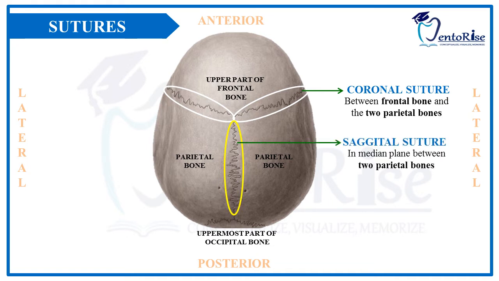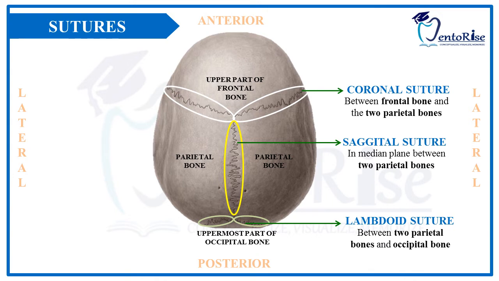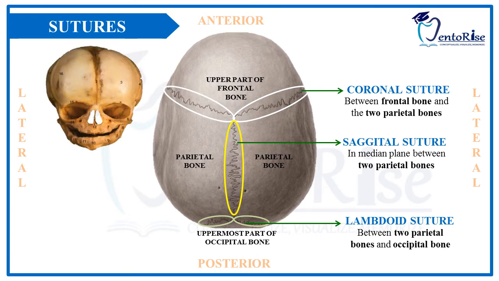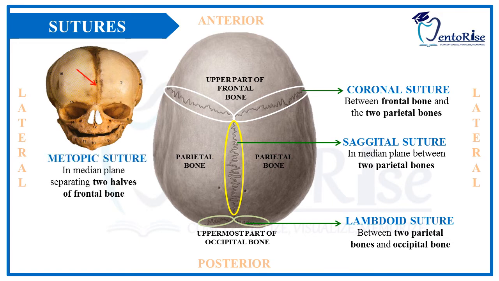The suture present posteriorly between the two parietal bones and the uppermost part of the occipital bone is called the lambdoid suture and is marked in the figure with a green circle. Occasionally, the two halves of the frontal bone are separated by a suture, namely the metopic suture. It is present in 3 to 8% of individuals and it fuses at 6 years of age. It is represented in the figure on the left marked with a red arrow. Please observe the figure very carefully.